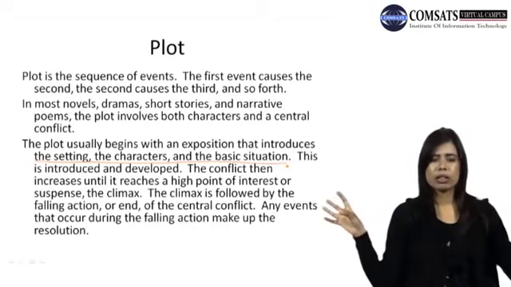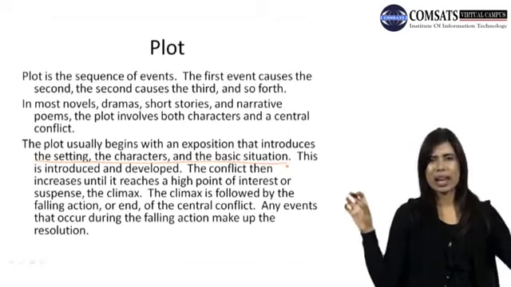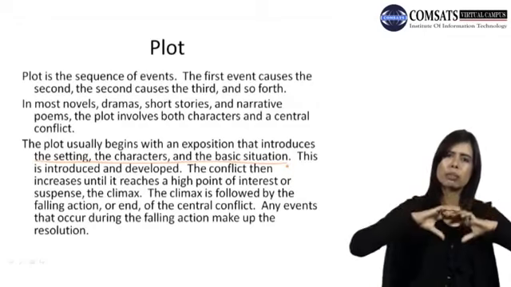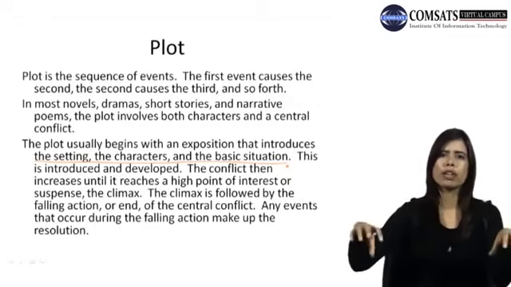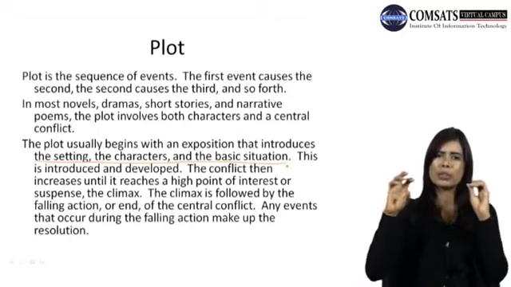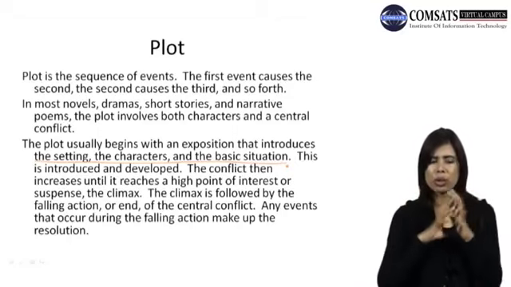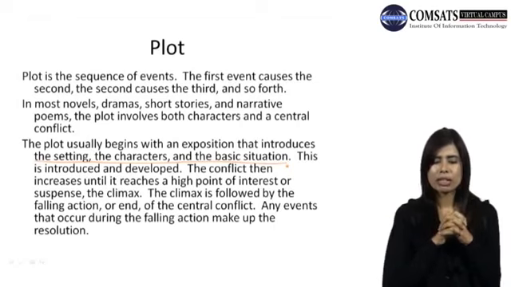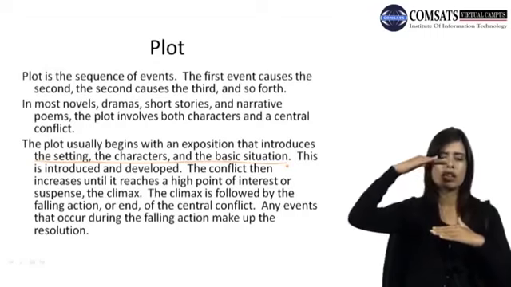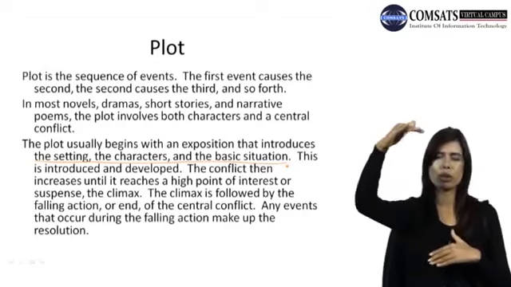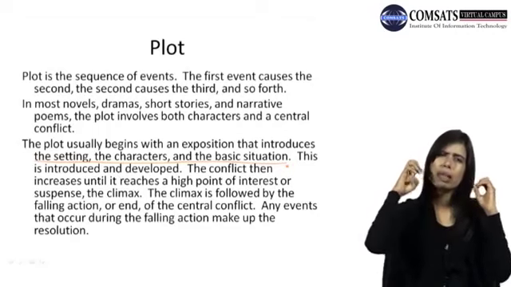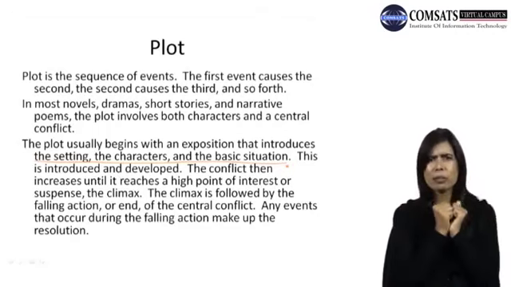The exposition is introduced and developed in different events. The conflict then increases. For example, you introduce the villain, and there is the villain and the resistance force there, the person who is going to challenge, for example, the hero. So what is that basically? The conflict increases and it reaches a high point of readers' interest, fine. So there would be an element of suspense over there: what would happen next?